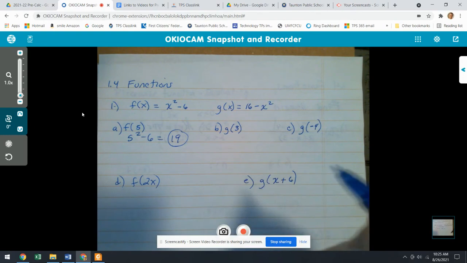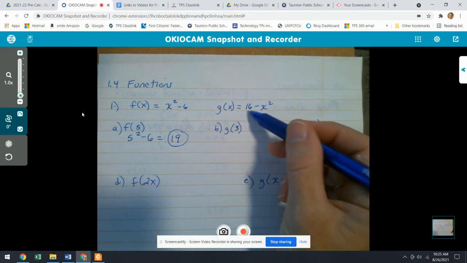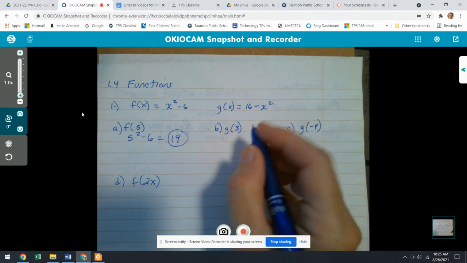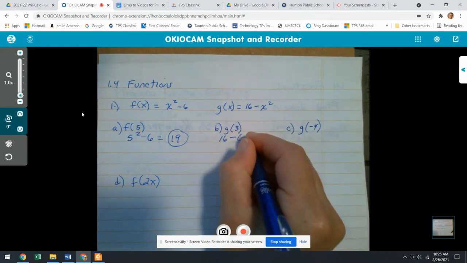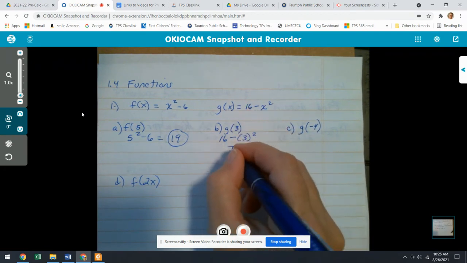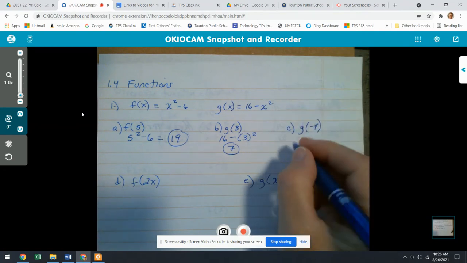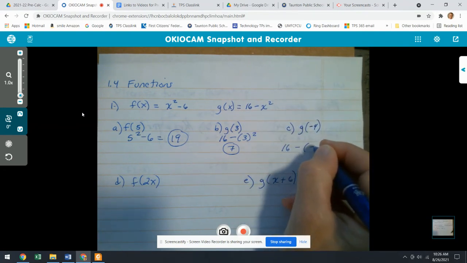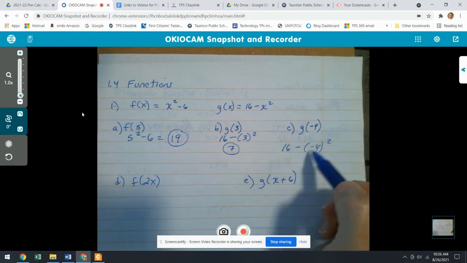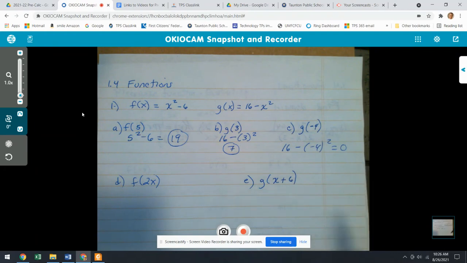and you just get a nice concrete answer of 19. Part B, it tells you to use the g equation this time. So we're going up here, g of 3. So we copy the 16 minus 3 squared, 16 minus 9, and that will give us 7. C is the same idea. They want g of negative 4. So copy the 16, the minus. We're going to square negative 4. Squaring negative 4 gives you 16. So we will get 0.